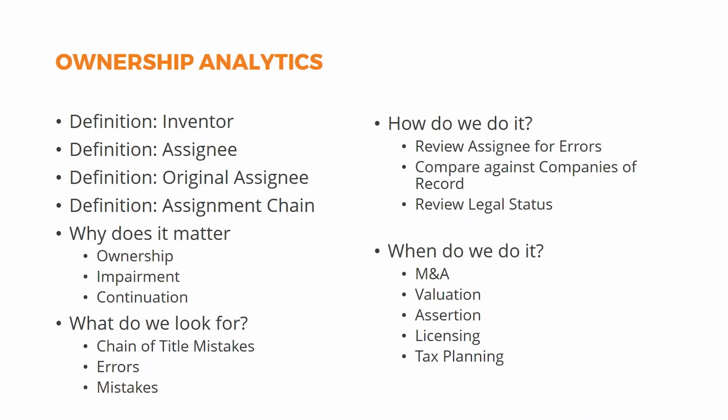How do we do it? We review the assignee for errors. We compare against companies of record. We review the legal status. I'll show you that in a second. When do we do it? M&A. M&A is probably the 90th percentile elephant in the room there. Evaluation, assertion, licensing, tax planning, but a lot of times as you're buying and selling assets in stock or asset sales, you really need to look at the IP assignments and make sure that they're done.